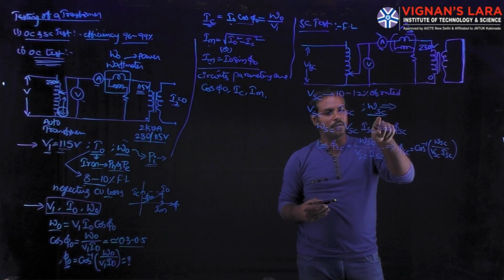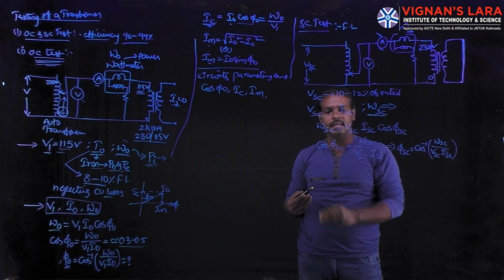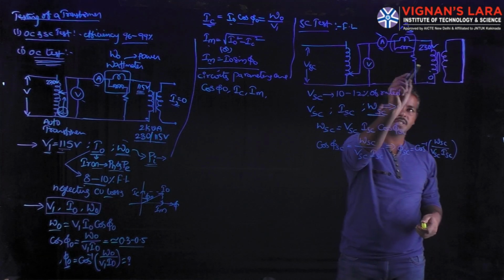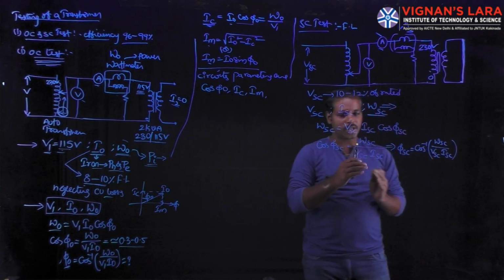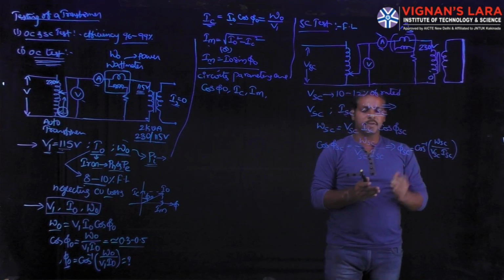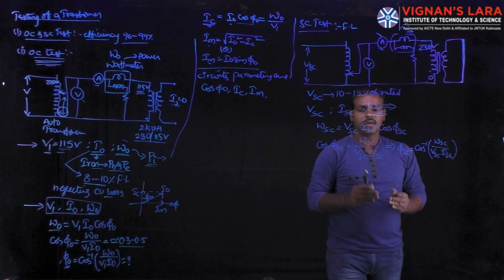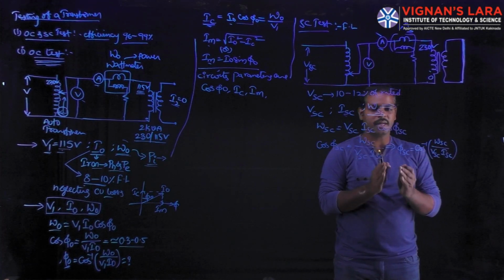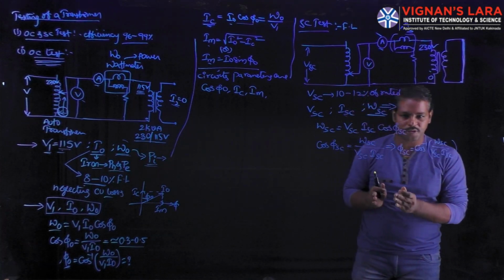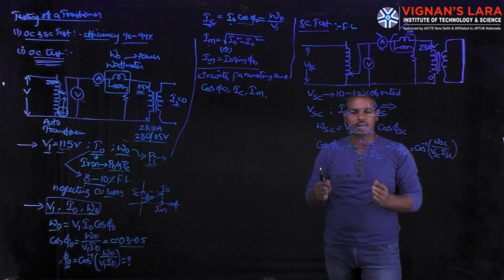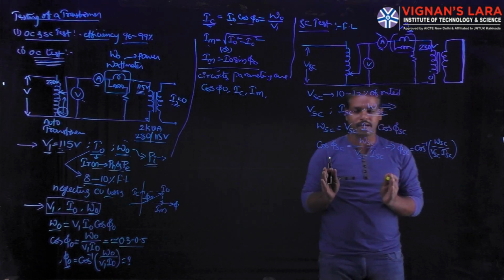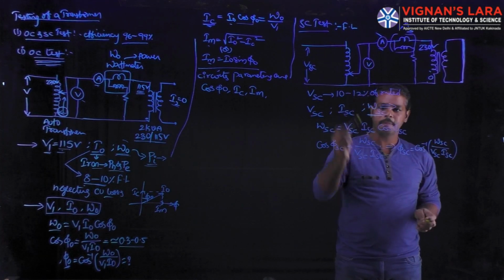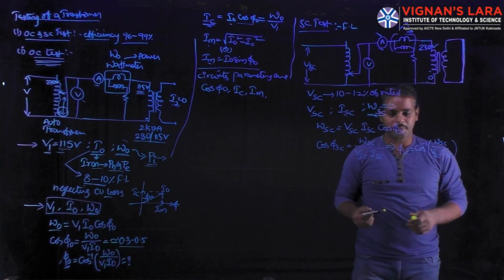In this test, we are neglecting the iron losses because a small amount of voltage is applied across the primary of the transformer. The corresponding flux generated in the transformer is also very small, so the hysteresis and eddy current losses are also very small. Compared to the magnitude of the copper losses, the iron losses are very, very less. That's why iron losses are always neglected compared to the copper losses.